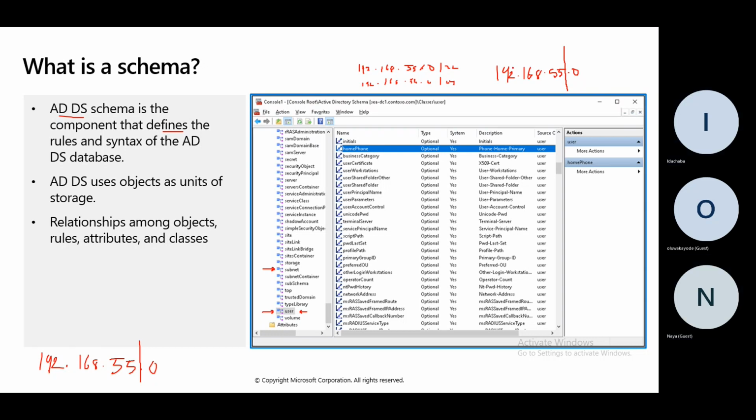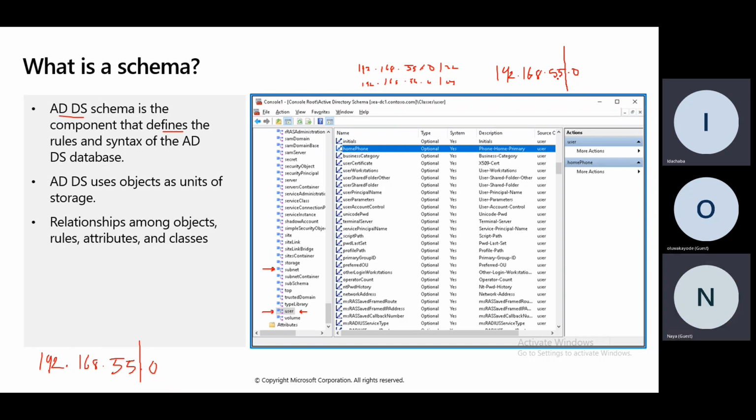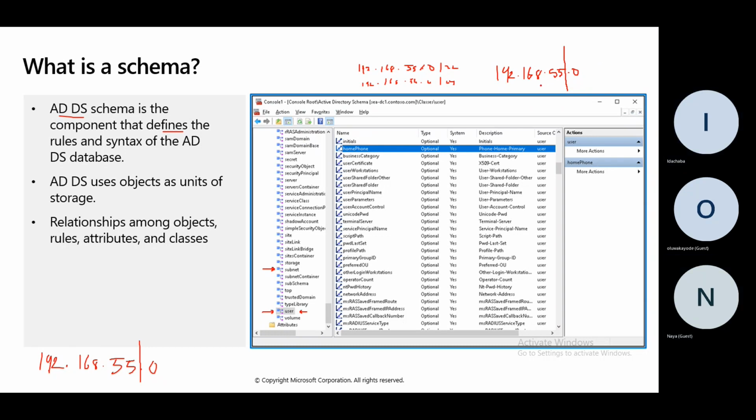Now, you have a computer. Let's say there are 50 people working in your office. So the first computer will be 192.168.55.1, okay? Dot 2, okay.